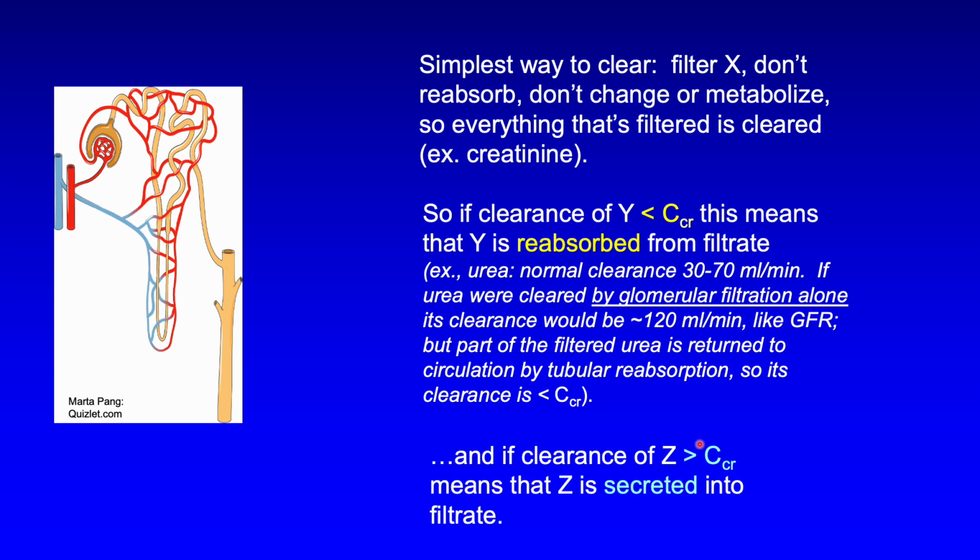And if substance Z is freely filtered but has a higher clearance than X, like 130 mLs for instance, this suggests that a pretty big amount of Z is being added to the filtrate by secretion from the surrounding capillaries into the renal tubules, thus increasing its clearance to more than can be accounted for by filtration alone.